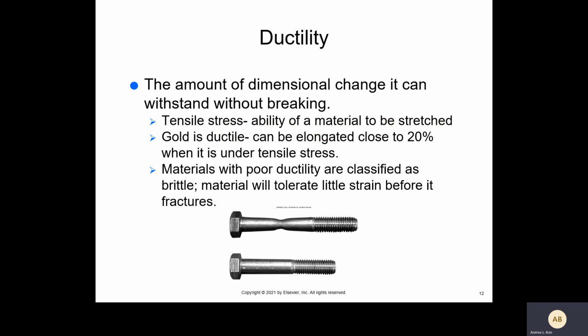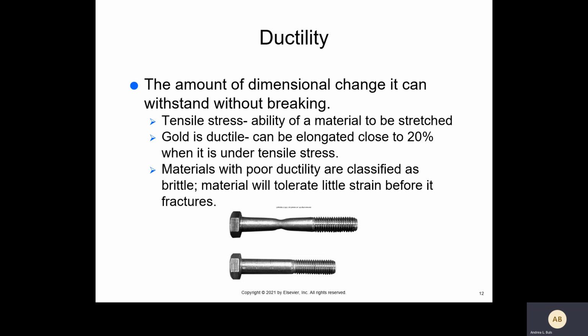Ductility is the amount of dimensional change a material can withstand without breaking. So if you look at the screw below, you can see that it's being kind of stretched, and it'll stretch until it breaks. So if something is ductile, it can be stretched quite a lot before it breaks.